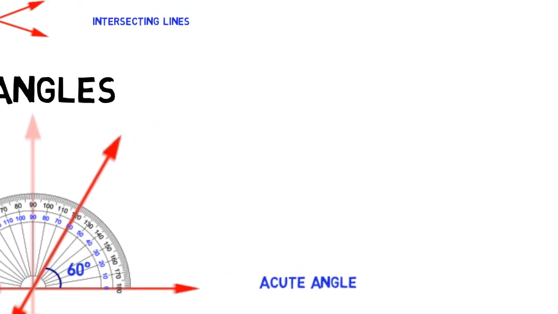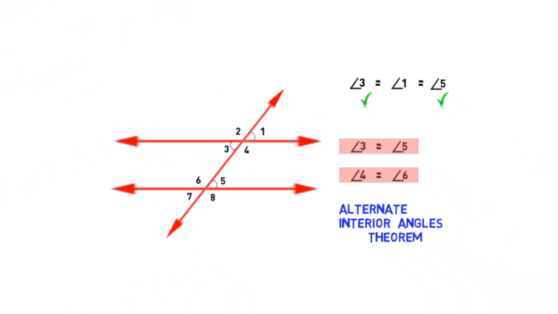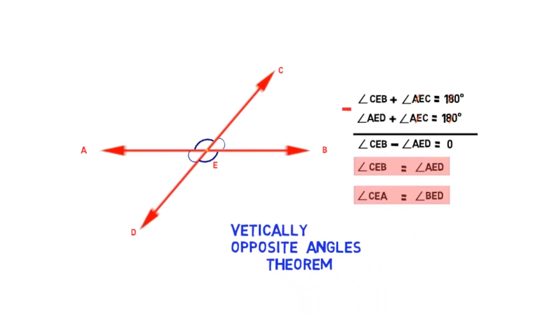Then we'll talk about theorems. For example, alternate interior angle theorem, as we can see on the screen, exterior angle theorem, postulates, and at the end we'll see how can we derive all these theorems in the simplest way.